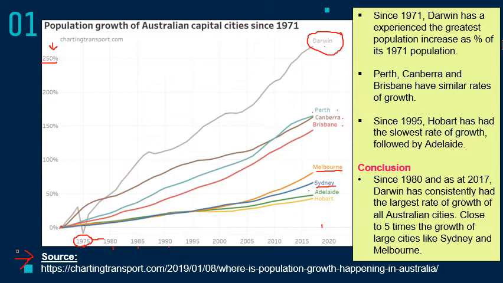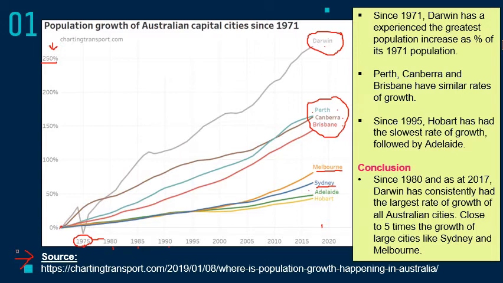Perth, Canberra, and Brisbane have had similar rates of growth. Now, they haven't been exactly the same, but I'd say they ended up in fairly similar positions, and they've all tracked pretty evenly compared to one another.